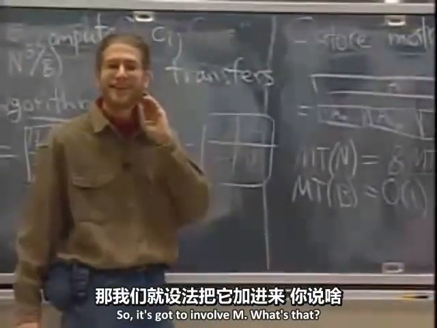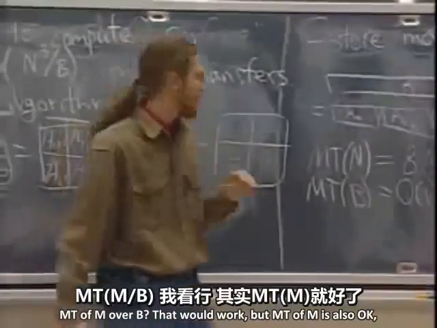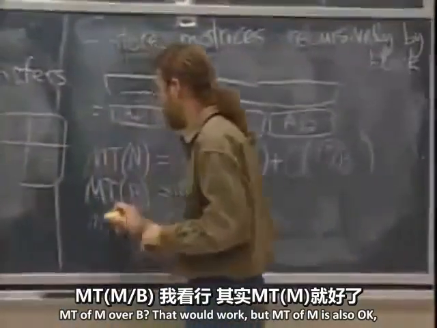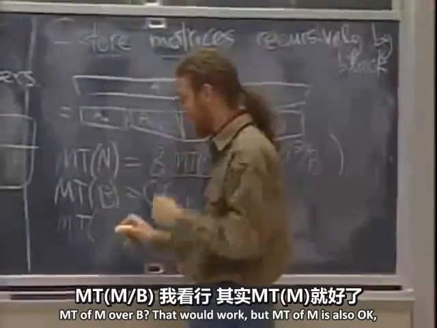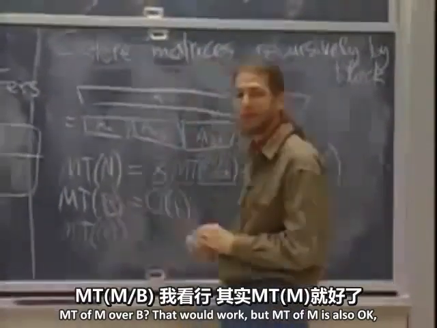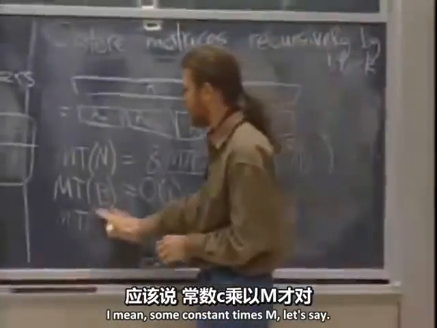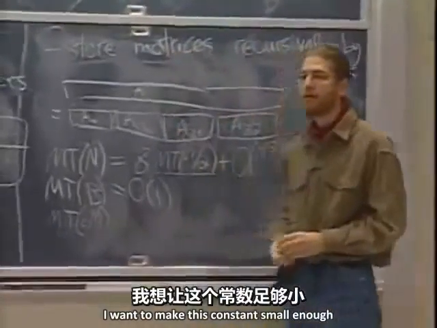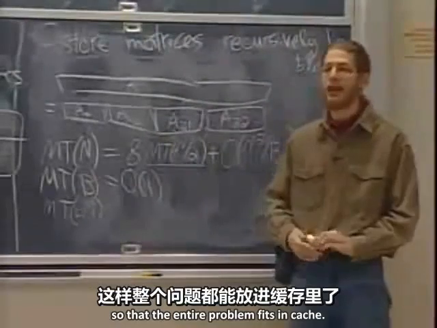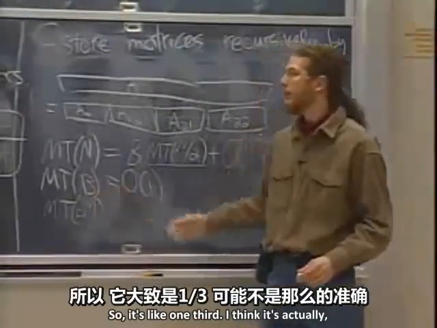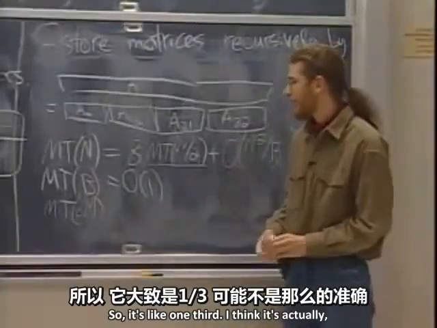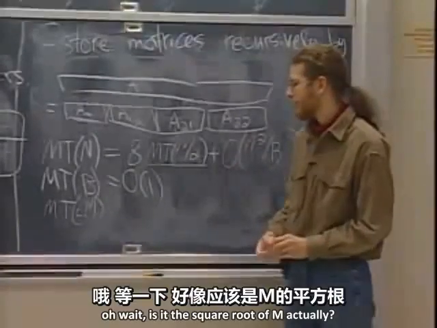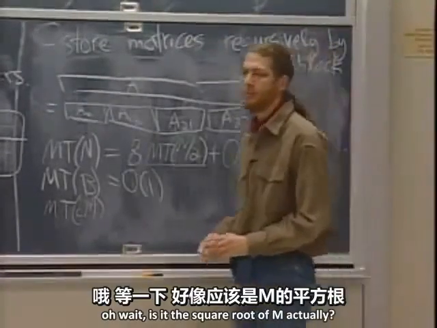What's that? MT of m over b. That would work, but MT of m is also okay. I mean, some constant times m, let's say. I want to make this constant small enough so that the entire problem fits in cache. So it's like 1/3. I think it's actually, oh wait, is it square root of m, actually?